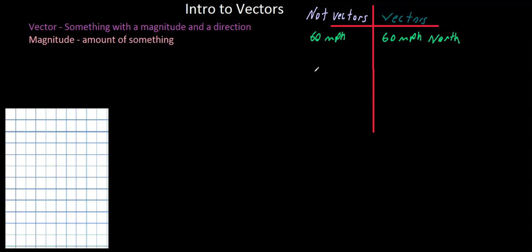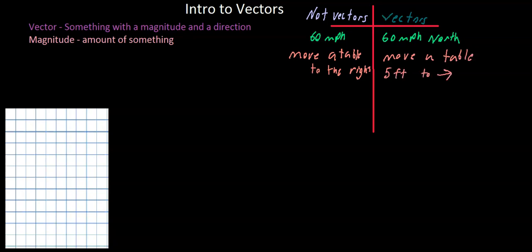Another example of not a vector, if I say I move a table. Maybe I move it to the right. That wouldn't be a vector because they didn't tell me a magnitude. But if I say I move a table 5 feet to the right, let's just draw an arrow for right, well, this would be a vector because you gave me the magnitude and the direction.